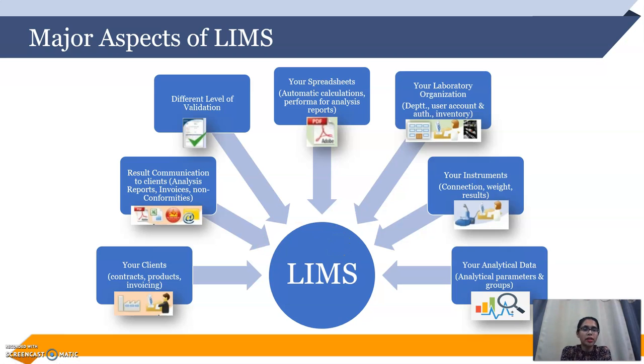So the third point here is your laboratory organization, where we can very well manage the different departments or the user accounts and their authorizations, and also the inventories. Now, if I talk about a pharma plant, then the different departments in the quality control laboratory could be the raw material section, the finished section, the stability section, the in-process quality control, IPQC, or the different sections. So you can very well manage this specific segment through the platform of LIMS.